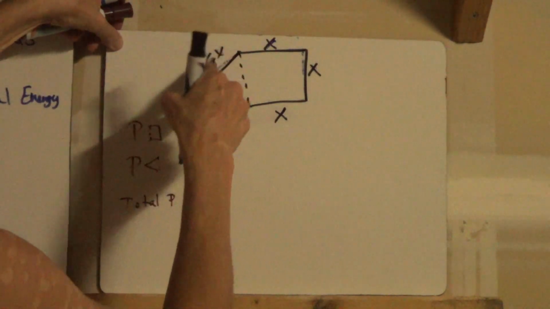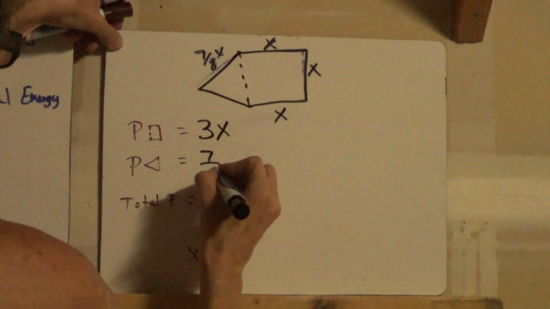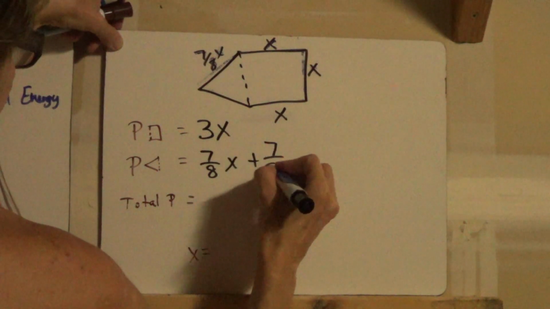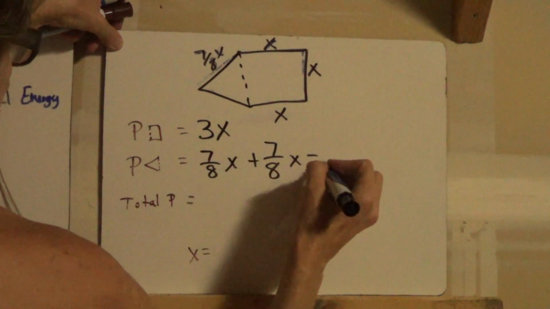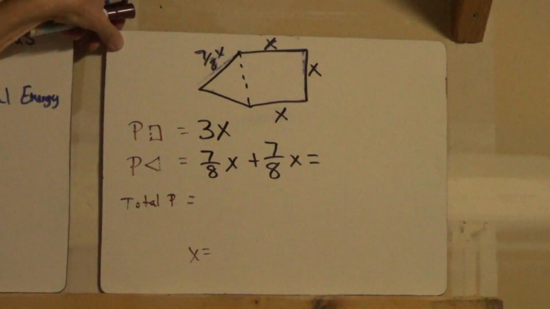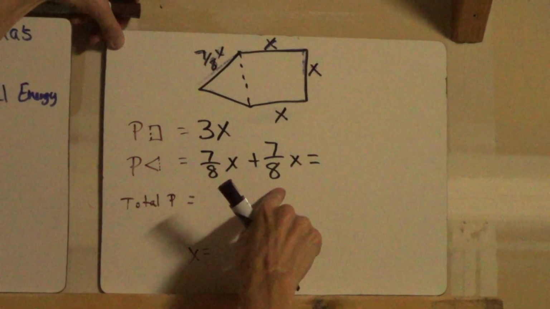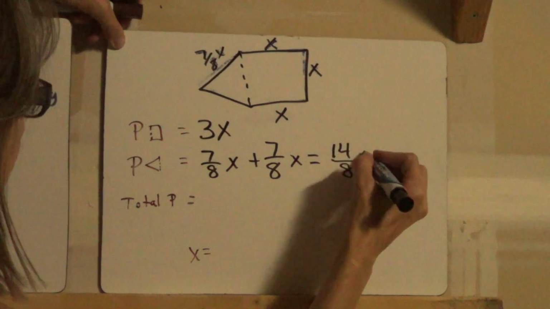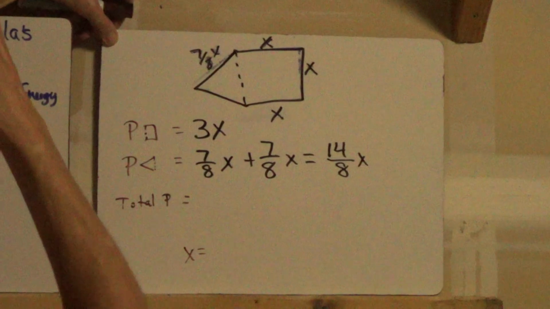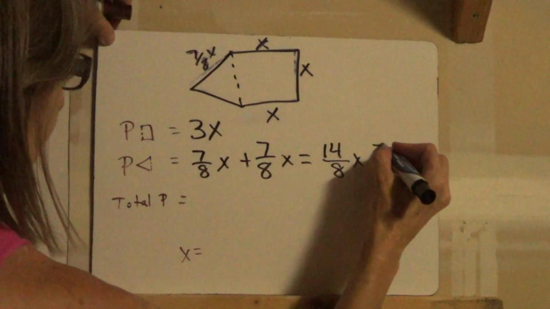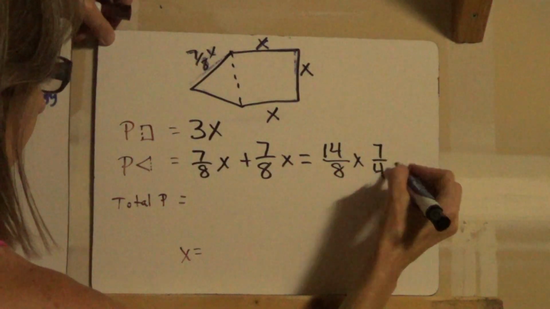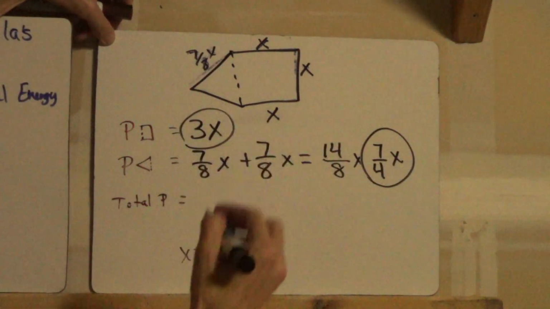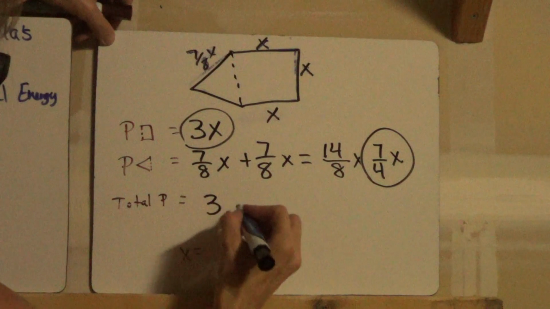The triangle part, we only have 2 of those, so we could write 7/8 x plus 7/8 x, which we would need to figure out common denominator. So we just add 7 and 7, so it's 14/8 x. Now let's reduce that. 2 will go into both, so 7/4 x. Okay?